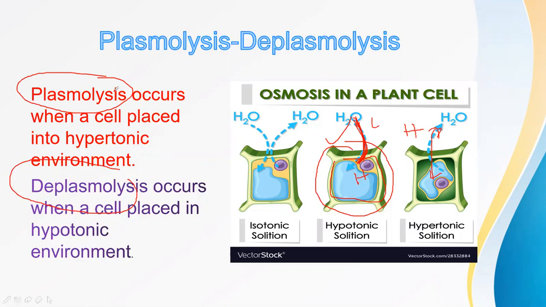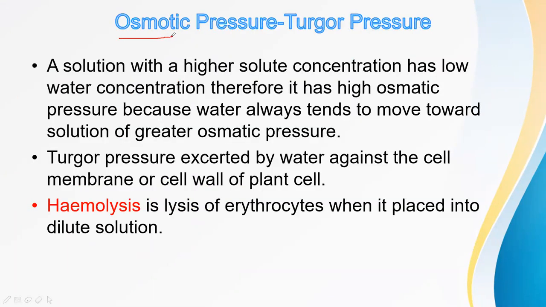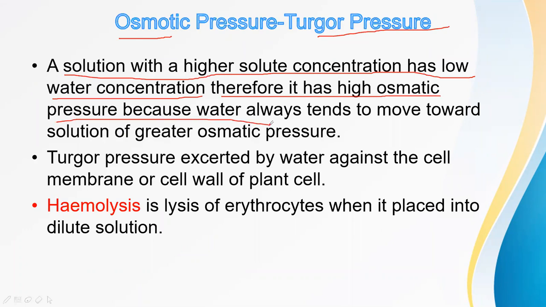Plasmolysis and deplasmolysis result from the combination of two important forces. One is osmotic pressure and the second one is turgor pressure. What is osmotic pressure? A solution with a high solute concentration has low water concentration. Therefore, it has high osmotic pressure because water always tends to move towards a solution of greater osmotic pressure.